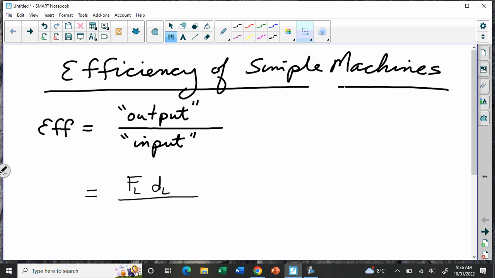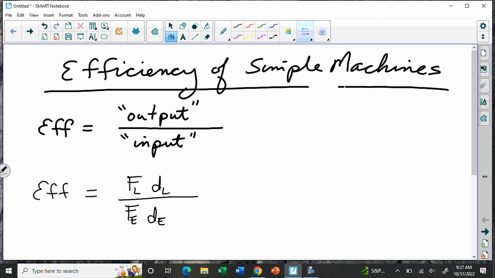And then the input is us doing the pushing. So that's our effort force, and how far we have to push to do it is the effort distance. So this comparison turns out to this. It's comparing what's happening with the load on top, the force and the distance it moves, and what's happening with our effort, how hard we have to push and how far we have to actually move. And so that is now what the efficiency would be.